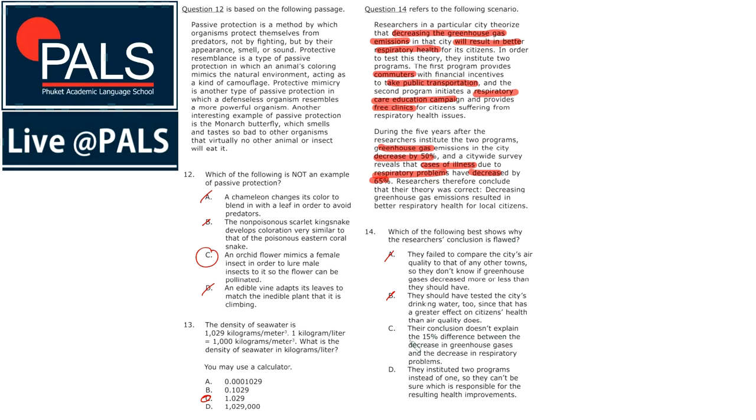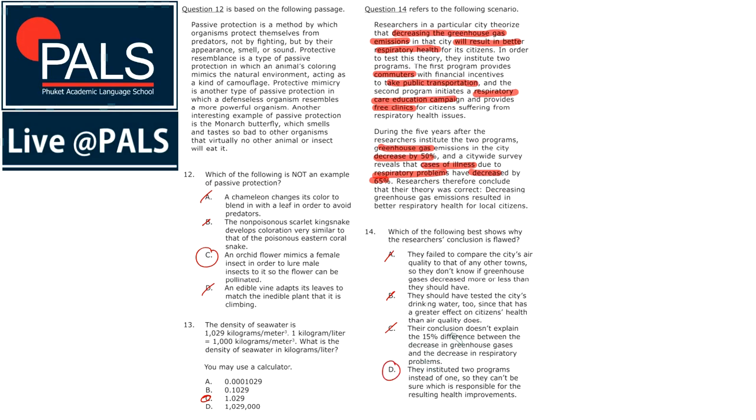The conclusion doesn't explain the 50% difference between the decrease in greenhouse gases and the decrease in respiratory problems. Well, they don't have to change by the same percentage. The important thing of interest here is, if one goes down, does the other go down as well? Not necessarily by how much, so we don't need to explain the difference in percentage decrease. They institute 2 programs instead of 1, so they can't be sure which is responsible for the resulting health improvements, and that is the correct answer.